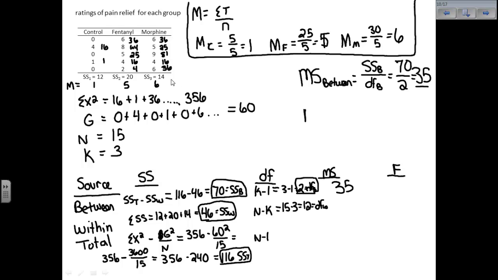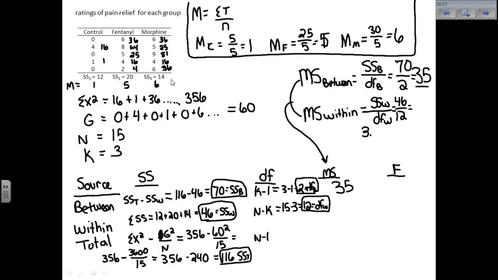And then the mean squares within. So I'll draw a little arrow so you'll remember that that's what those calculations are for. So the sum of squares within divided by the degrees of freedom within. We found the sum of squares within to be 46. Degrees of freedom within is 12. And 46 divided by 12 gives you 3.833. And that is your mean squares within, 3.833.